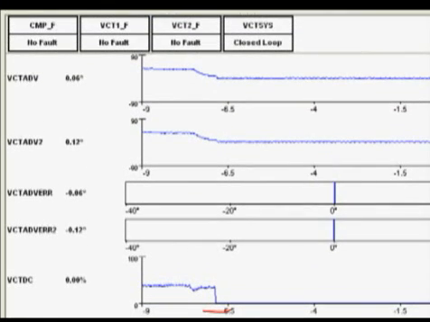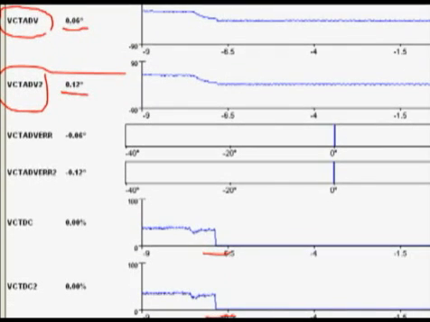Notice moving upward now to the top that our VCT Advance and VCT Advance 2 are less than 1, which is pretty close to 0, 0.06 and 0.12, so they're very, very close to 0. If we look at our VCT Advance error PID in the middle, we have error and then error 2. There's a couple things I want to point out.